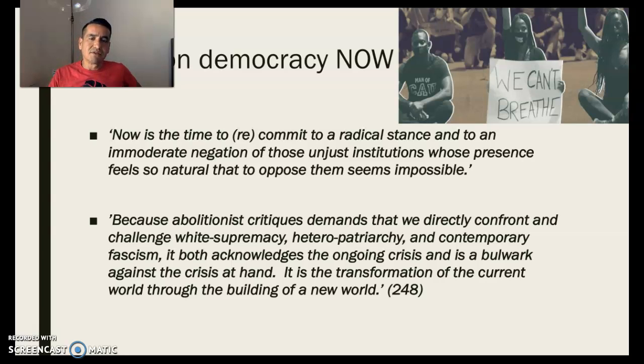So Andrew Dilts, at the end, tells us it is time for us to recommit to a radical stance, to an immoderate negation of those unjust institutions whose presence feels so natural that to oppose them seems impossible. So he is coming at us from where society is at today. Well, yes, we can agree that the police are doing some very bad things, unless you're a police, but maybe they just need training, right? He's saying you cannot take that position. That would just sustain the form of their police violence, right?